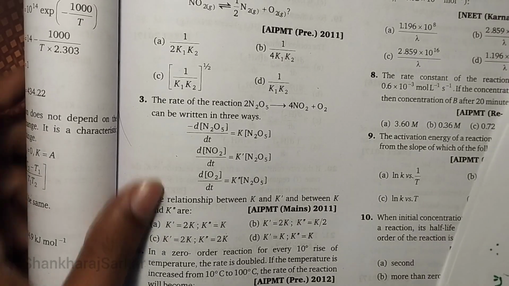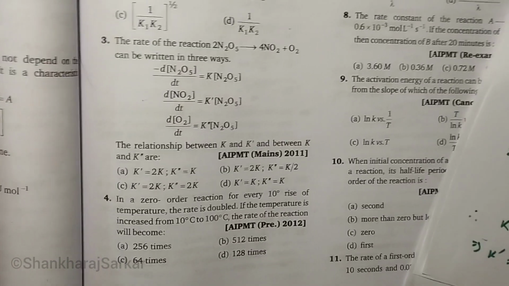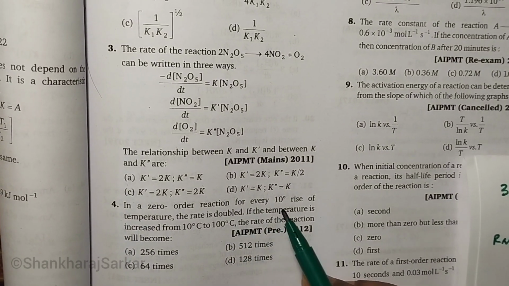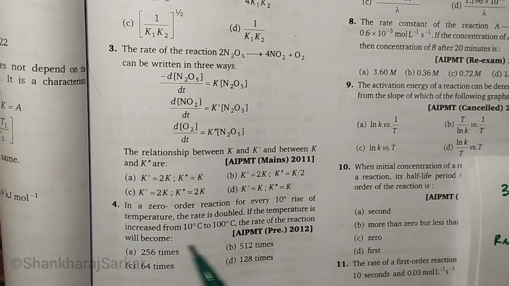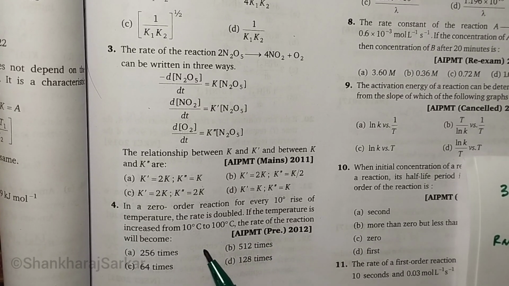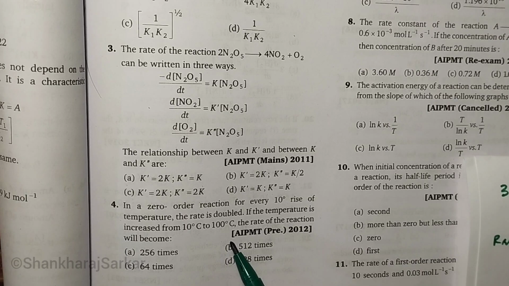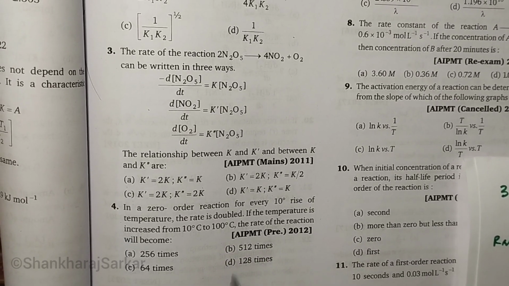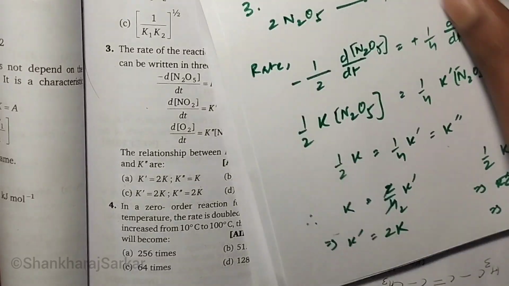Next, question number 4. So question number 4 is, in a zero order reaction, for every 10-degree rise in temperature, the rate is doubled. If the temperature is increased from 10 degrees Celsius to 100 degrees Celsius, the rate of reaction will become. So this question is purely a numerical with this formula. This formula will be used here.